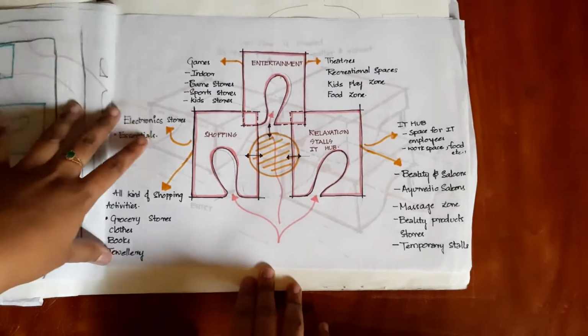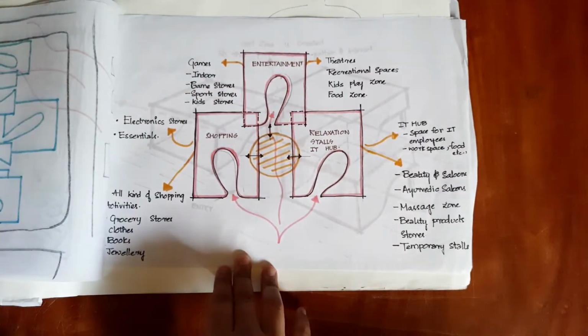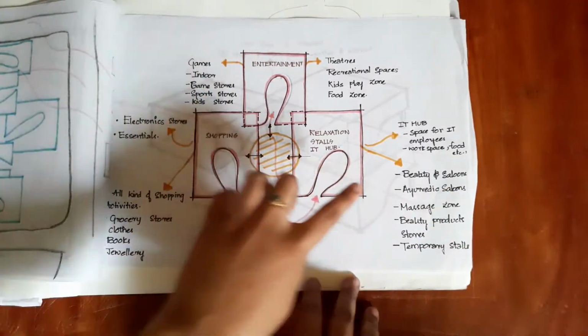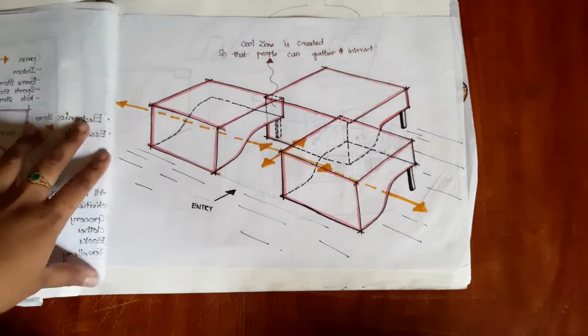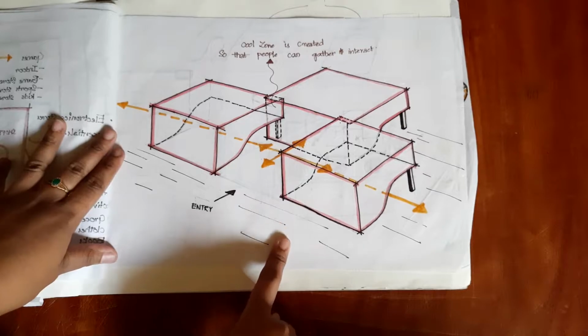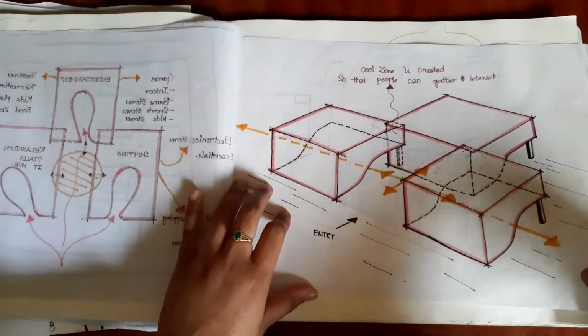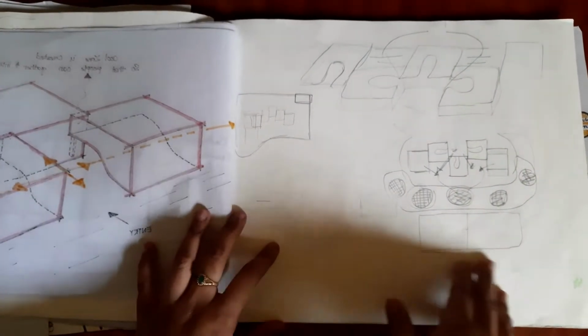These 3 blocks are especially related to the mall, so I detailed out every block and what is happening in that block: the shopping, the entertainment, and then the restaurant stalls, etc. The views of the 3 blocks are going to be in this way. And then some random ideas of things.